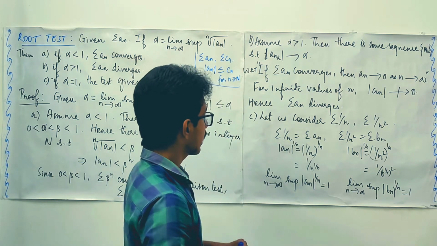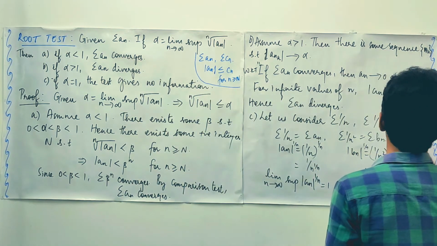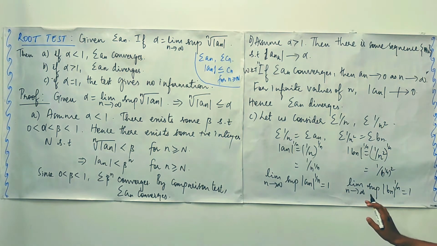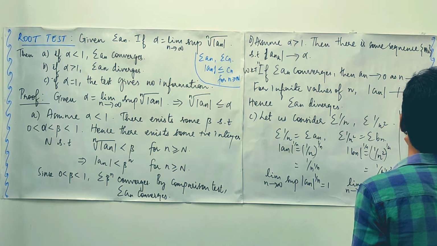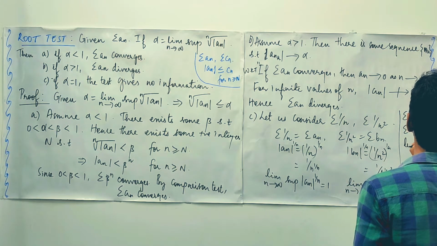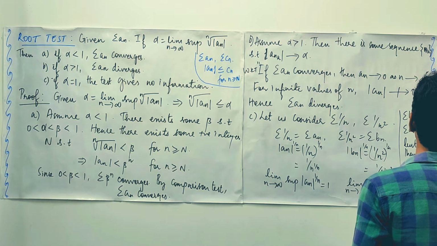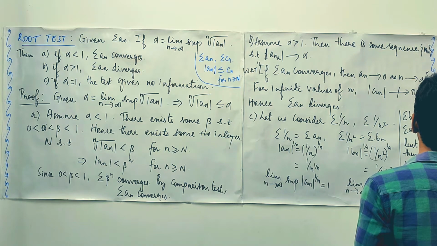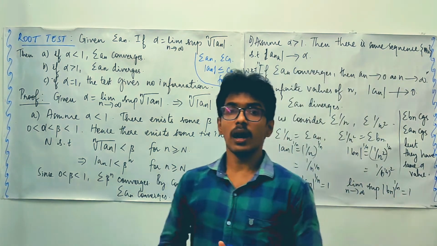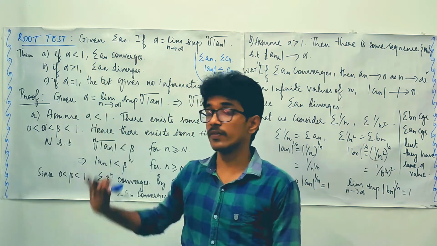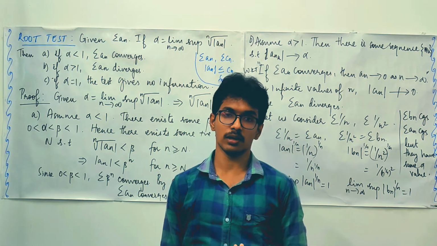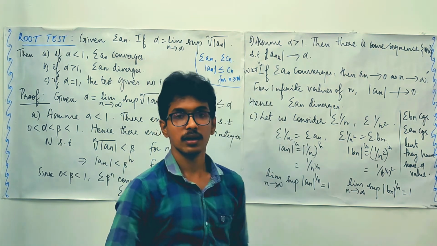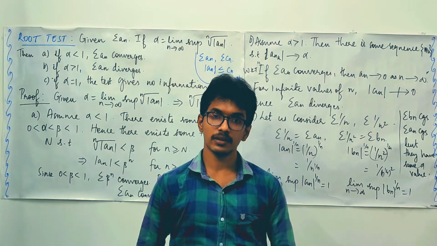And here what is happening? Your alpha value is the same in both the cases. Whereas here your summation b_n converges and summation a_n diverges, but they have the same alpha value. This is why this test will not give you any information about the convergence of a series when alpha is 1. And this completes the proof of this theorem.